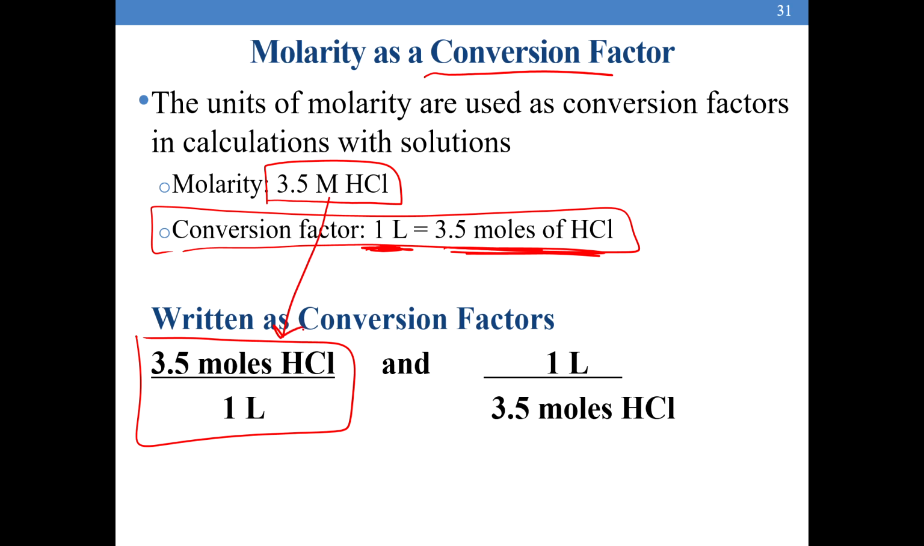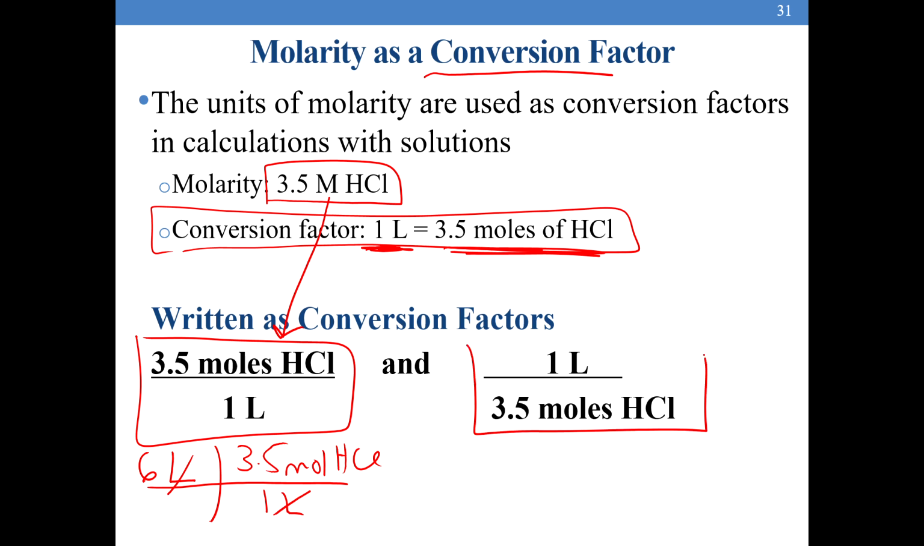And that would work if you were given a volume. If I said I had 6 liters of this, and I wanted to know how many moles are present in this, I could just do a quick conversion: 3.5 moles of HCl per 1 liter, liters would cancel, multiply the two numbers together, and that would tell me how many moles are present in this 6 liters, okay?